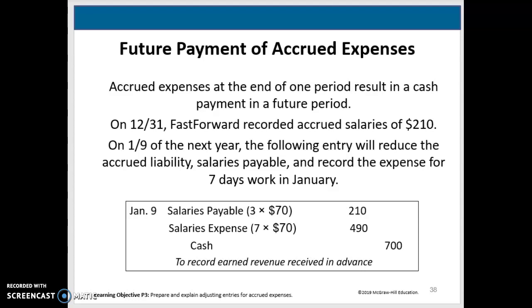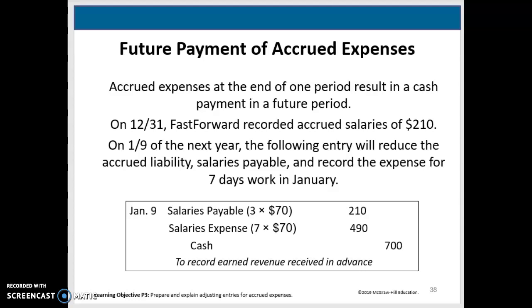We're going to pay them cash in their check. But we're not paying them for just those 3 days. We're paying them for 10 days. So we have 7 days in January that we have to pay them for. So we need to recognize that expense. So we have 7 days times 70, which comes out to $490. If you add $490 to the $210, that's the total that we are going to be paying out. So we're debiting salaries payable, we're debiting salaries expense, and we're crediting cash.